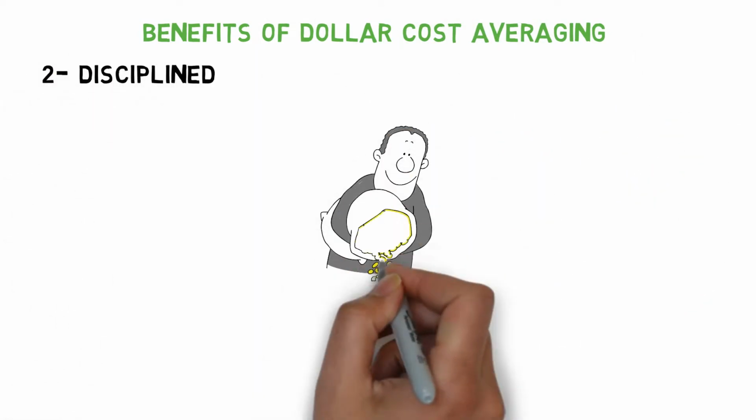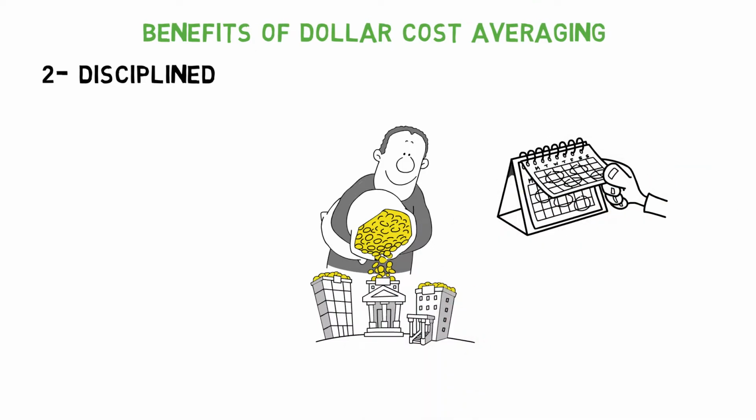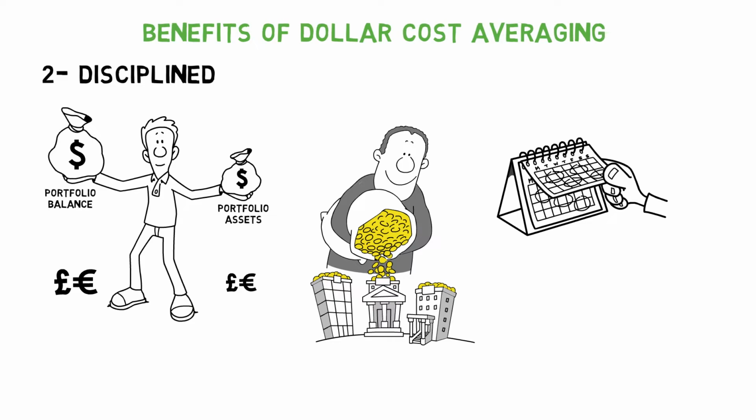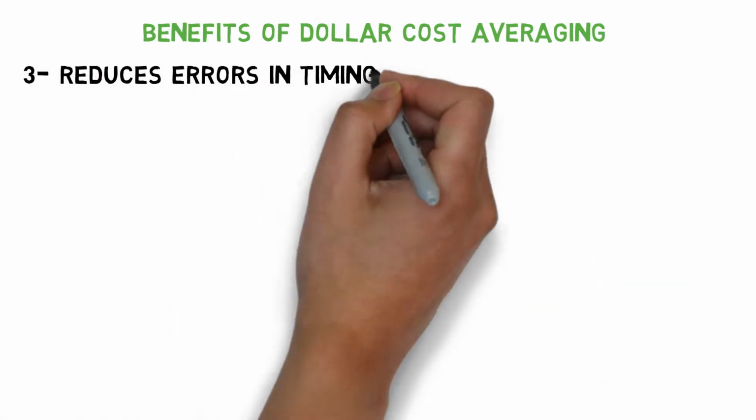Number 2. Disciplined. The approach of contributing money to an investing portfolio on a regular basis allows for disciplined saving since the portfolio balance grows even when the portfolio's total assets depreciate. Number 3. Reduces errors in timing.